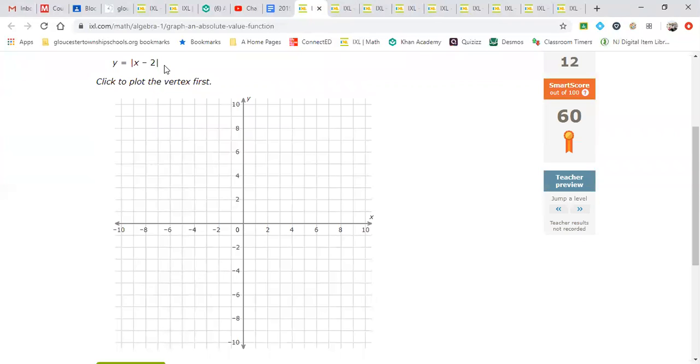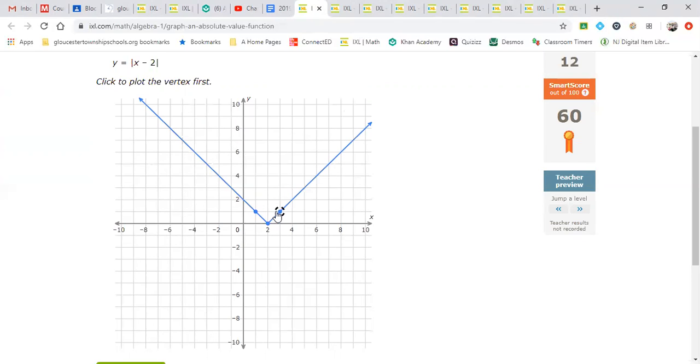And then there's no b value, so I won't shift up or down. So I'm just going to start my origin, shift to the right 2 units, and create a vertex point. And then my m is 1. So I will just take a slope of 1 to the right, and there's my point.